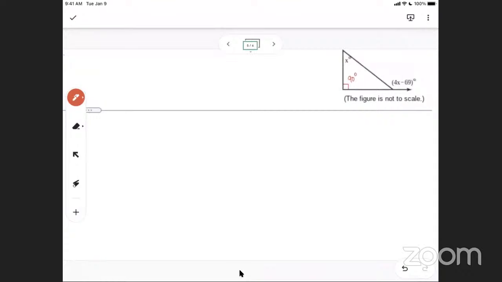Do I set up an equation like 4x minus 69 plus 90 equals 180? Something like that, but I don't think it's plus 90 equals 180. Let's call this y right here. Is it 4x minus 69 equals 90? Nope, because this doesn't necessarily equal 90 right here. This plus whatever this is equals 180. Right. So let's call this y, and let's write y plus 4x minus 69 equals 180.